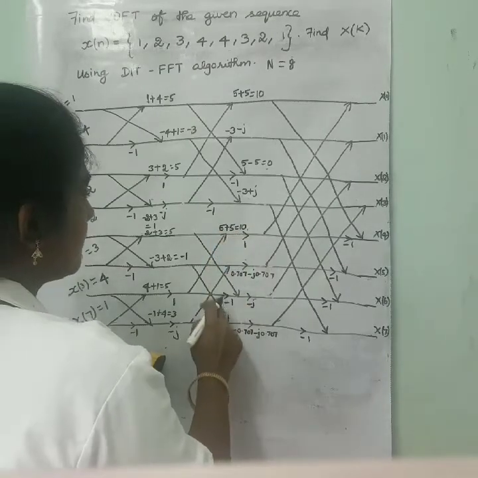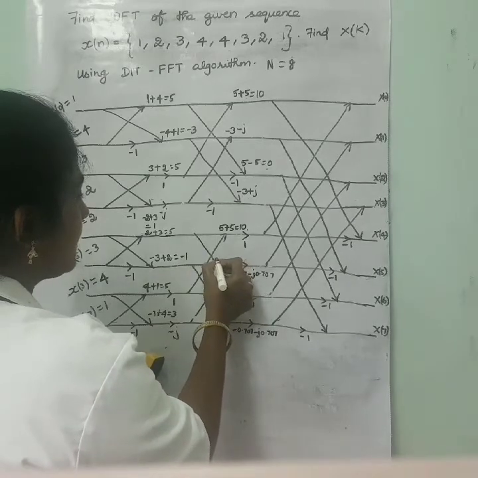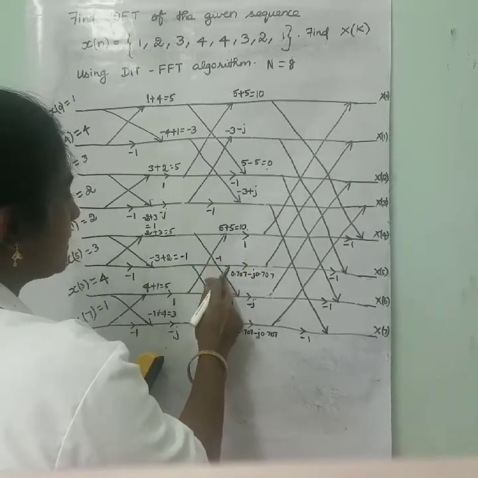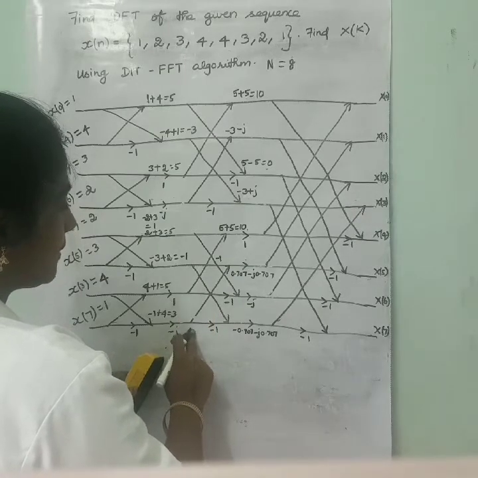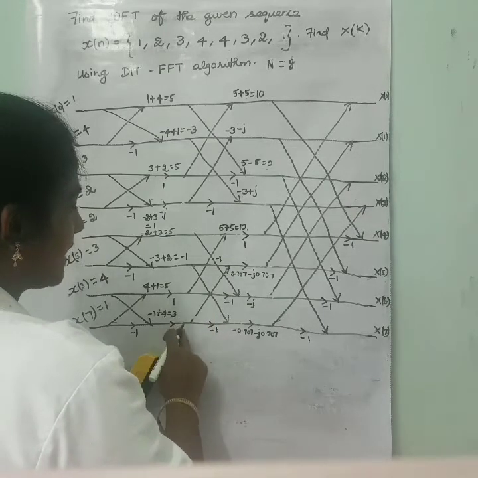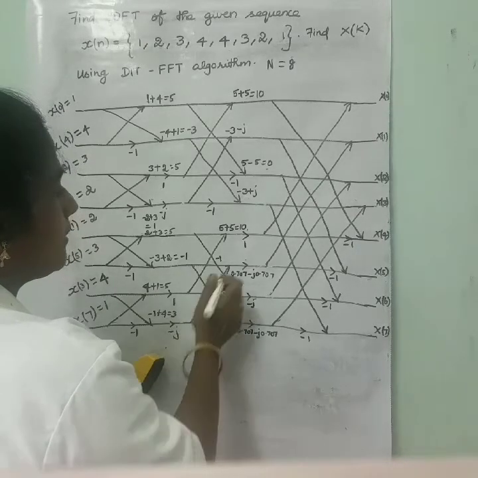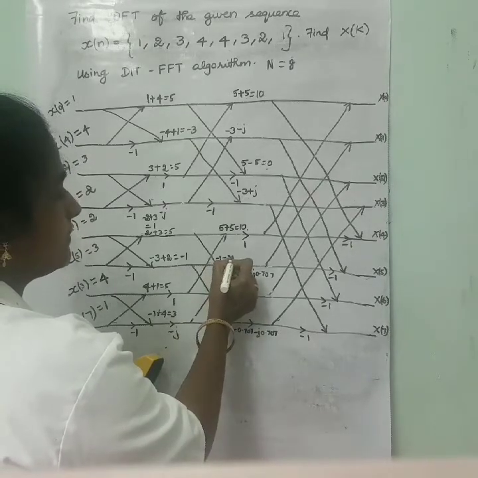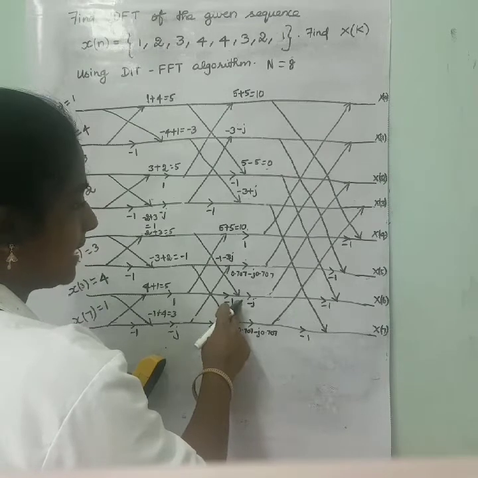Similarly the sixth line. For the sixth line the value here is minus 1 and this arrow comes from the eighth line. Here you have this 3 and minus j. So 3 into minus j is minus 3j. So minus 3j.